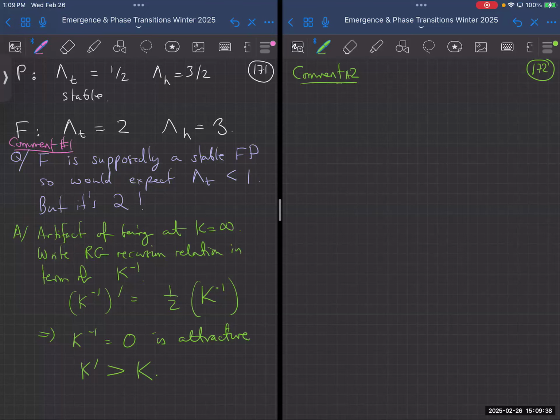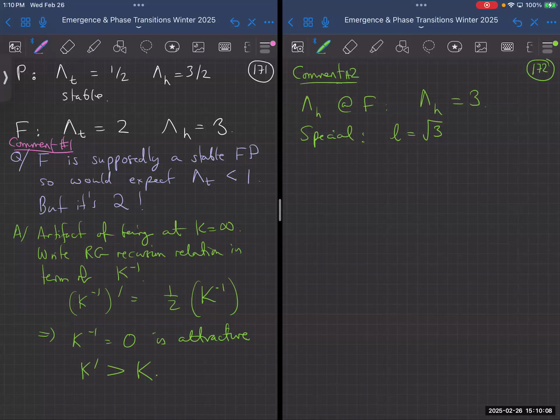Comment number 2 is, if you look at lambda h at the ferromagnetic fixed point, that has the value equal to 3. Now you might say, okay, so what, who cares? Well, this has special significance because I'll tell you why. I'm not going to go through again why it is like this, but remember that our L is equal to the square root of 3.